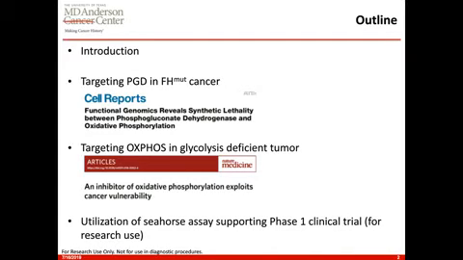After a brief introduction, I would like to share with you two published stories. One is targeting PGD in FH mutated cancer, and the other is targeting OXPHOS in glycolysis deficient tumor. Through these two stories, I hope you can appreciate the utilization of the Seahorse technology in biotech early stage R&D work. And last, I would like to share with you some unpublished work on developing a Seahorse assay to support phase one clinical trial of our OXPHOS inhibitor IACS-10759.